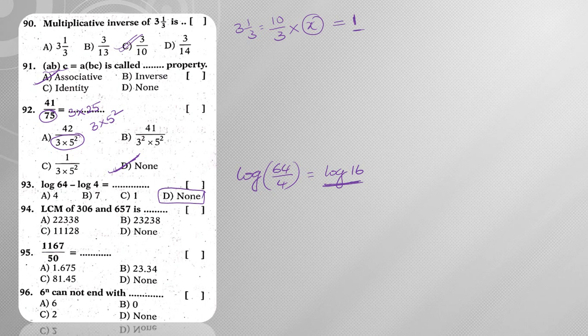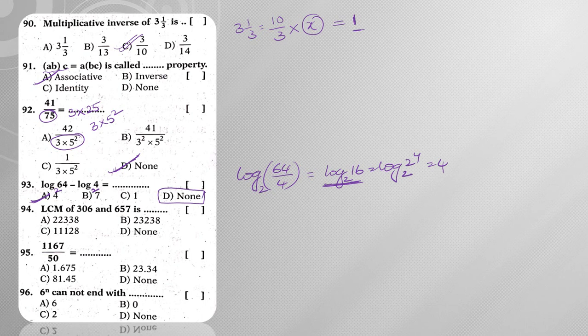For suppose if base 2 is given in the question, then option A will be the answer. If I consider this as base 2, then I can write it as logarithm of 2 power 4 to the base 2. So by using the power rule, I can write it as 4, right? So I think the base is 2 here.